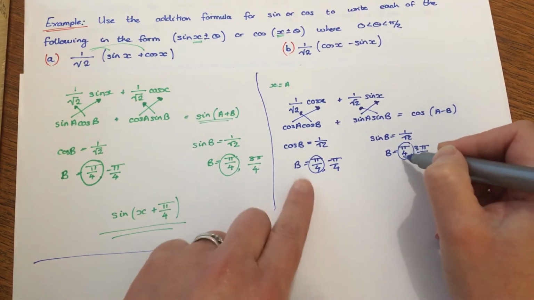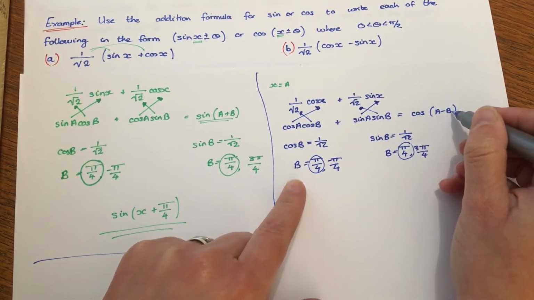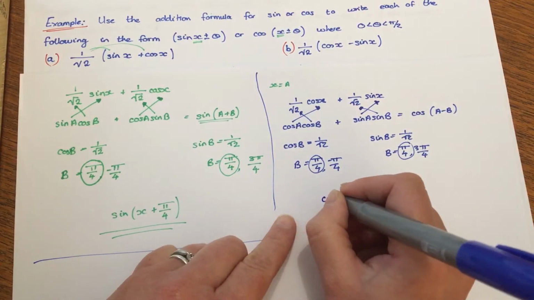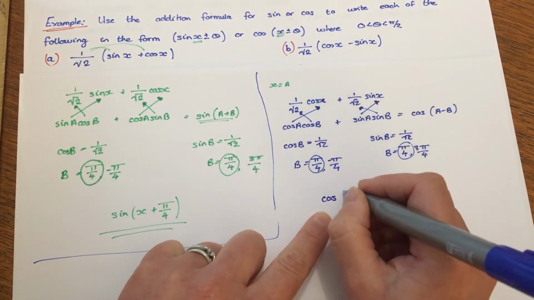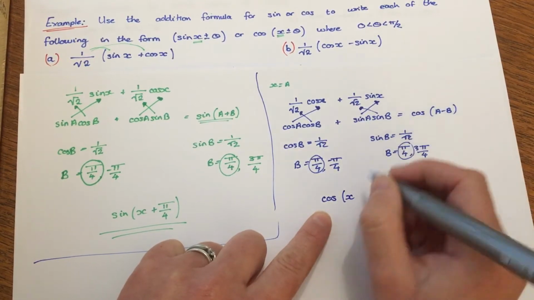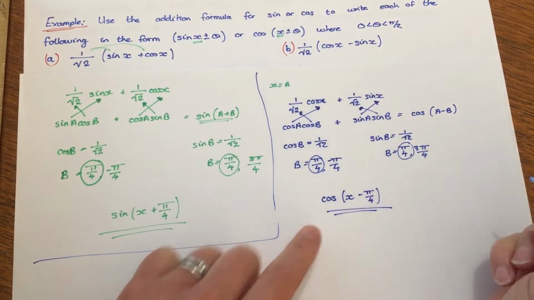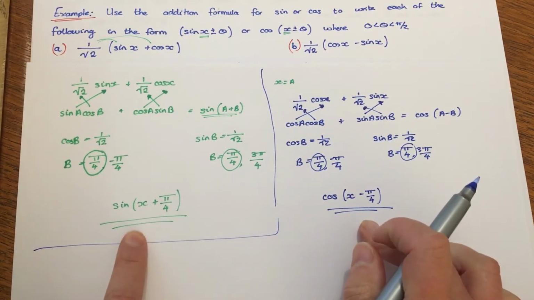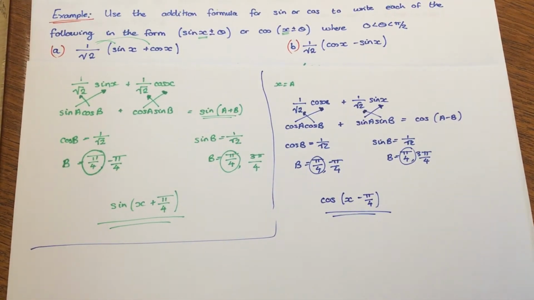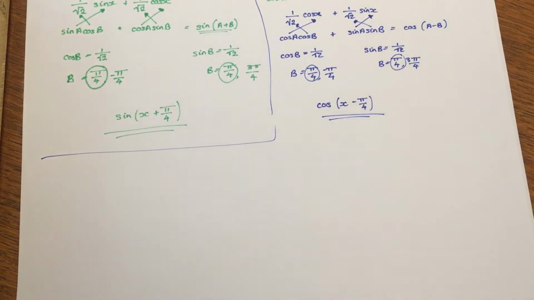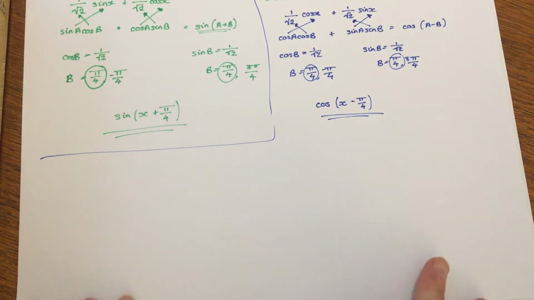So when I put my value of b that I've worked out back into here, I am going to be left with cos of a, which is x, minus b, so minus pi over 4. So how can that be equivalent to that? How can I have two different correct answers for the same thing? And the answer for this is cool. Very cool. You're going to be amazed, shocked, delighted, all of those things.